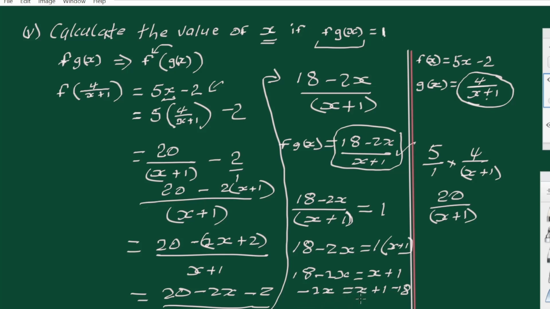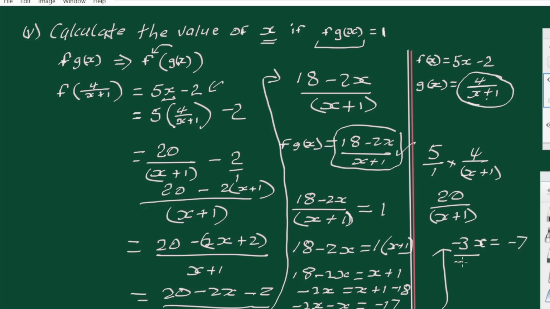Now we need to collect all the x on one side, so I'll minus x on both sides here. So it'll be minus 2x minus x equals negative 17. Minus 2x minus 1x will give me negative 3x. Negative 3x equals negative 17. Now I want to just get x by itself. It's negative 3x equals negative 17.